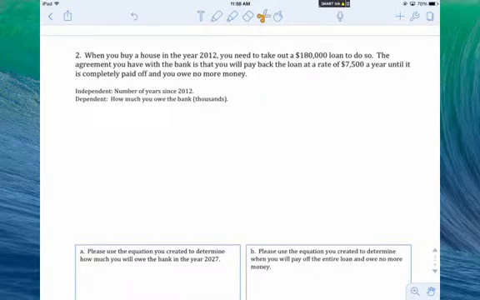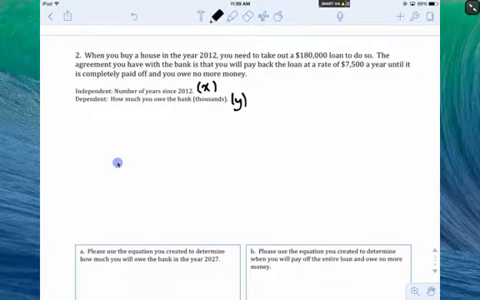So let's create an equation to describe the relationship between the number of years since 2012, or after 2012, and how much you owe the bank in thousands. So we're going to give these quantities some variable names. We're going to go with the highly original x and y. And I think that we can probably create this equation using mostly intuition. And this is very similar to some of the equations we made earlier. So let's try and take a crack at it.